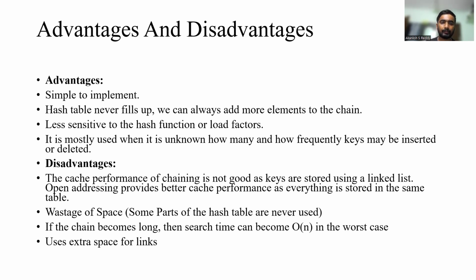The disadvantages. The cache performance of chaining is not good as keys are stored using a linked list. Open addressing provides a better cache performance as everything is stored in the same table. It is also a waste of space, as some parts of the hash table are never used. If the chain becomes long, then the search time can become O(n) in the worst case. And it uses extra space for links.